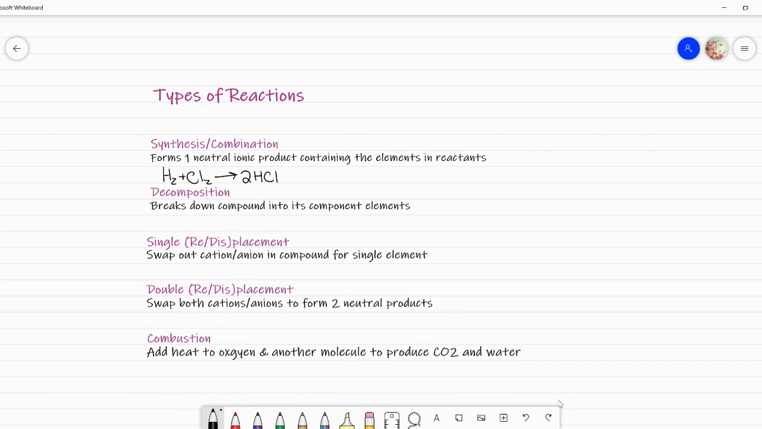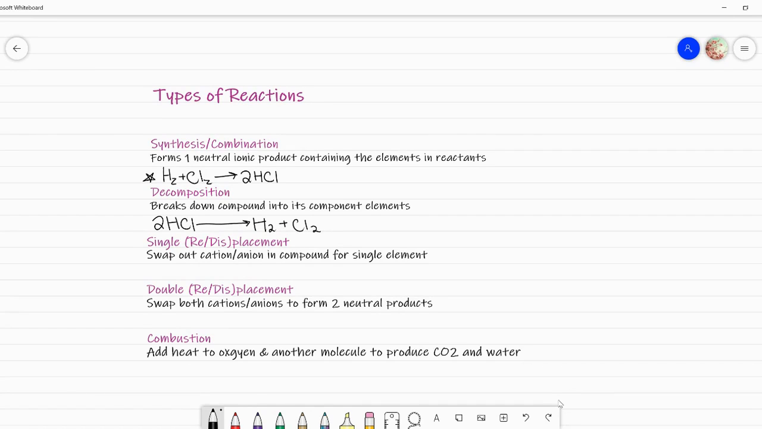Next, decomposition is kind of like the exact opposite of that. We're going to break it down into its components. So let's just use the same example. And ultimately, we're just going to break it down into the same elements that were in the reactants here. So we would have hydrogen plus chlorine.